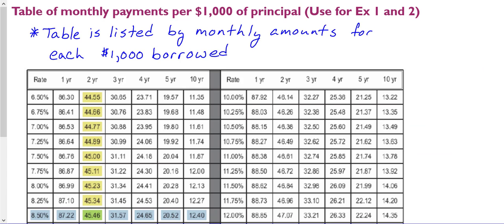So on the screen right now is an example of monthly payments per $1,000 of principal, and it will be used for examples 1 and 2. The table is listed by monthly amounts for each $1,000 borrowed. For example, if you had a 2-year loan at 8.5% interest, you would follow the yellow 2-year column until it met up with the blue row of 8.5%. That would mean your monthly payment would be $45.46 for each $1,000 of the loan.